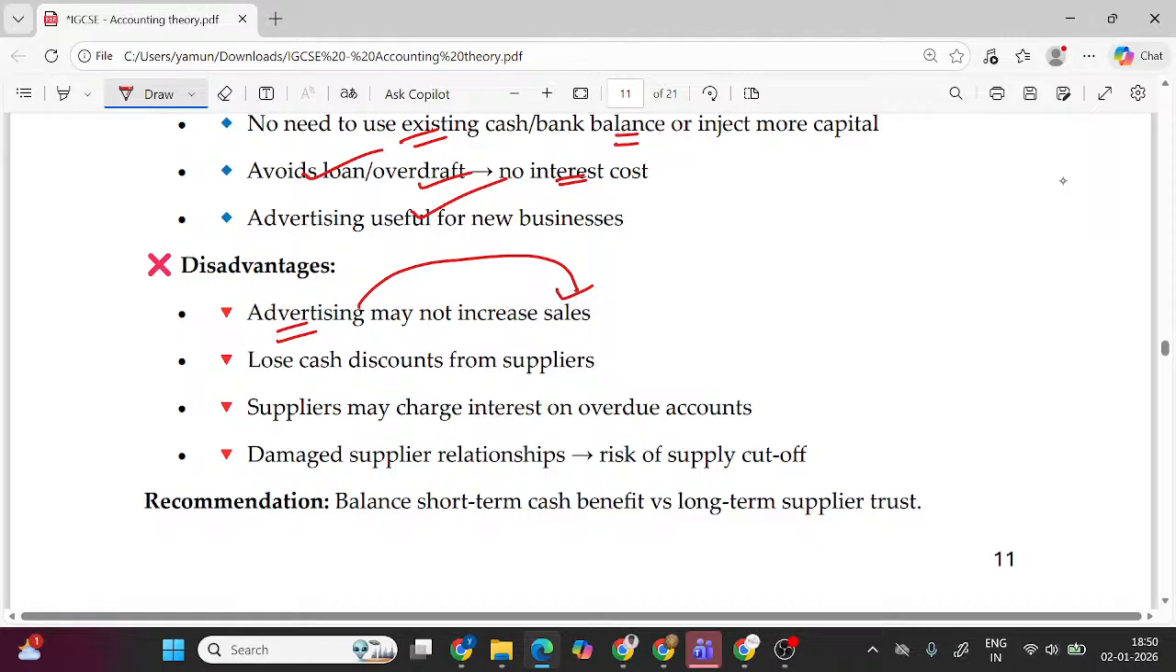Sometimes because of cash discounts, we will be losing the suppliers. Suppliers may charge interest on overdue accounts, and damage to the supplier relationship will be there because of the risk of supply cut off. Recommendation: what can you do? Balance the short-term cash benefit with the long-term supplier trust.